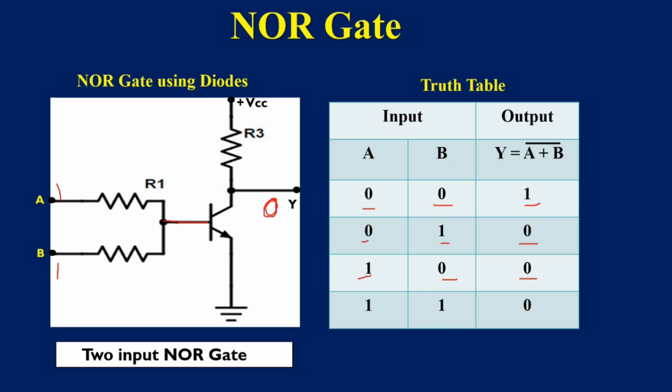Now I am making both the inputs as 1. A is 1, B is 1. In this condition, again there will be base voltage given to the transistor. That transistor conducts because it is in the saturation position. The output voltage will be equal to 0. So when A is 1, B is 1, the output voltage is 0. So this verifies the truth table of two input NOR gate.